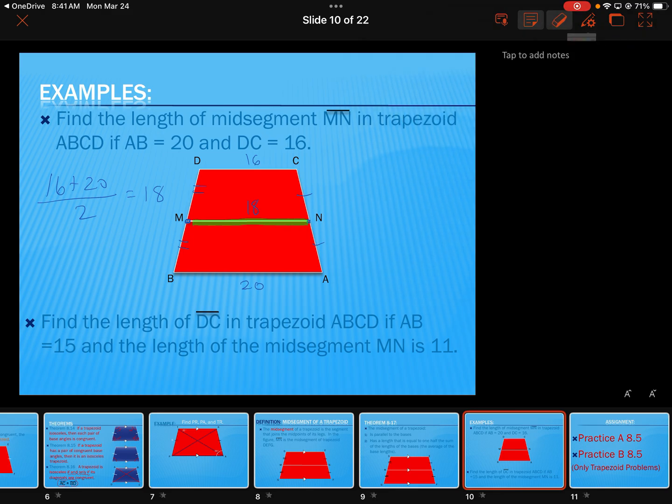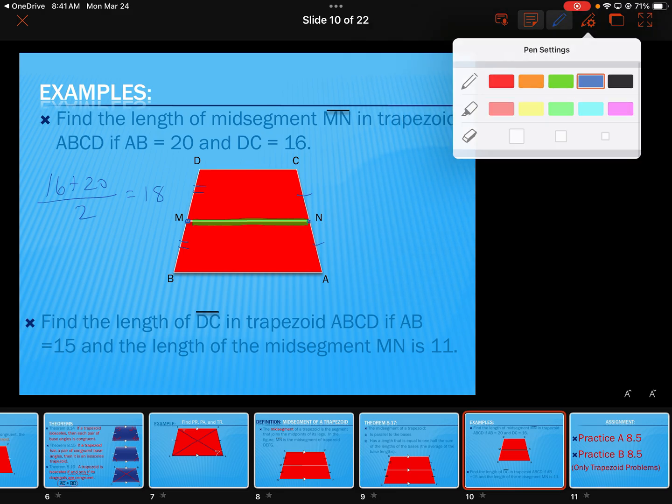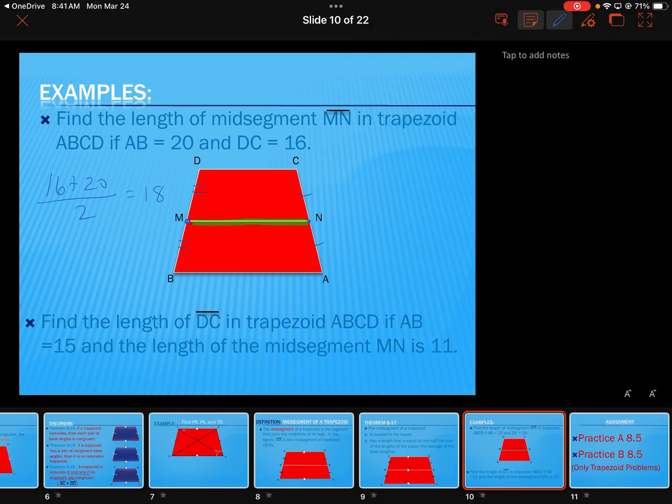Okay, let's go backwards. So I'm going to erase these numbers here real quick for my lengths. I'm going to use the same picture. Find the length of segment DC in that same trapezoid if A to B is 15 and the length of mid-segment, segment MN, is 11. How would you find the distance from D to C?